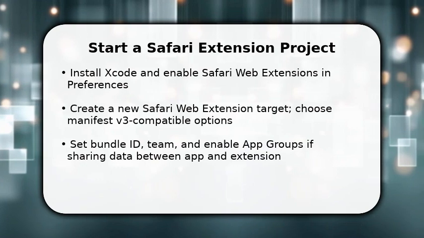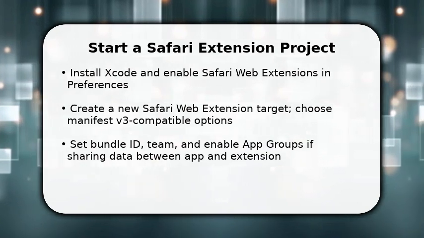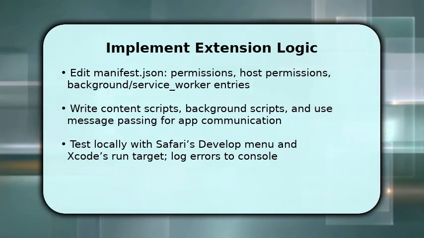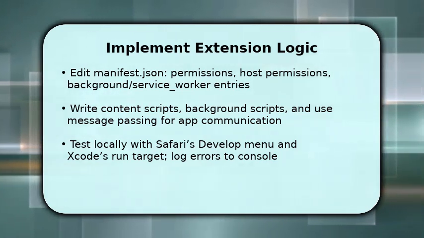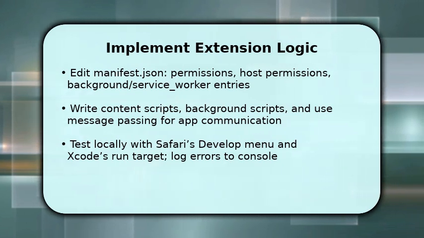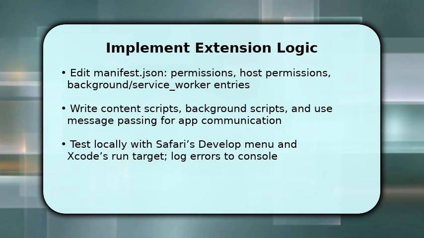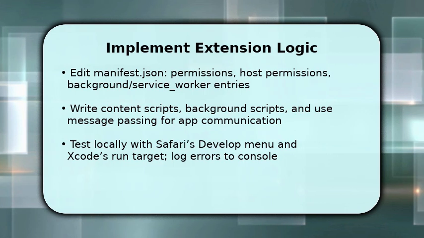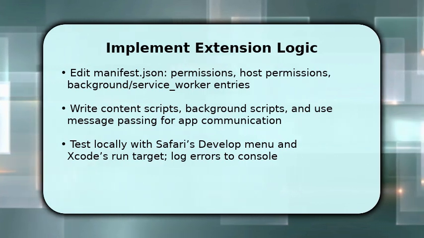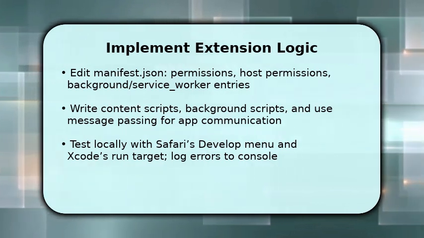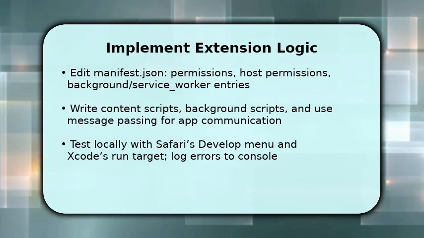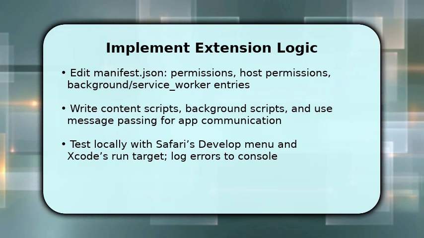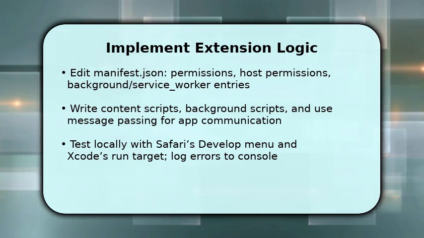Next, implement the core functionality. Update manifest.json to request only needed permissions and declare content scripts and host matches, because least privilege prevents rejections. Write your content scripts to manipulate pages, implement a background script or service worker for long-lived tasks, and use structured message passing to the app host when persistent storage or UI is required. Once implemented, run the extension from Xcode or enable it in Safari's Develop menu.